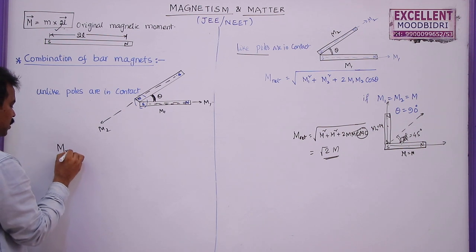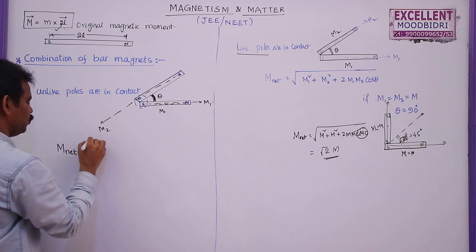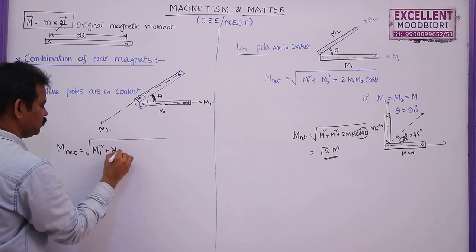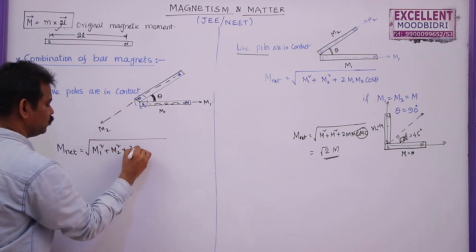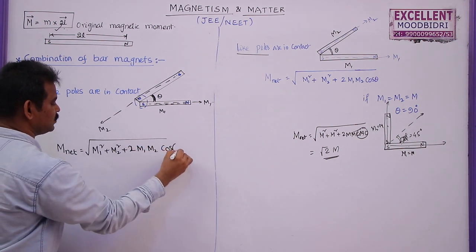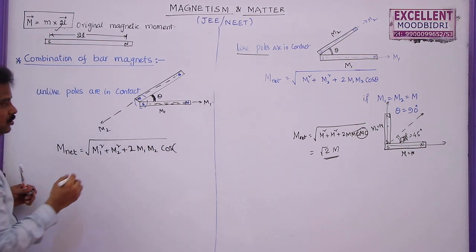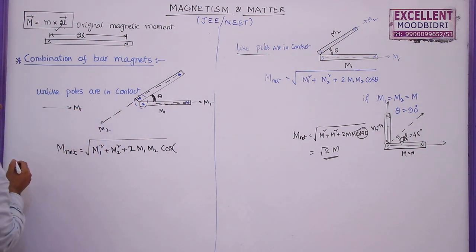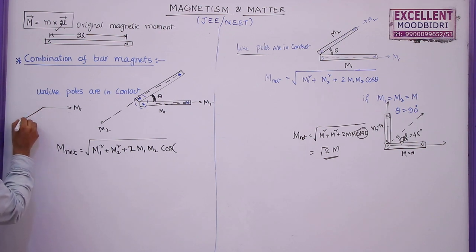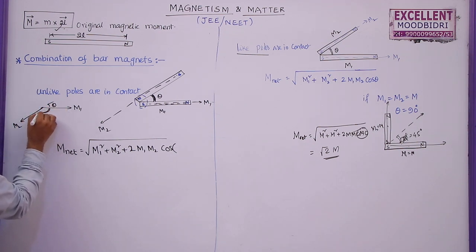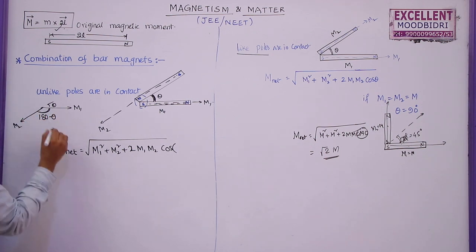Now what is the resultant magnetic moment of this combination? The resultant or net magnetic moment is given by root over M1 square plus M2 square plus 2 into M1 M2 cos of the angle between these two. Here one of the dipole moments is in this direction, the other one is in this direction, and this angle is theta, but I want the angle between the two magnetic moments, which is equal to 180 minus theta.